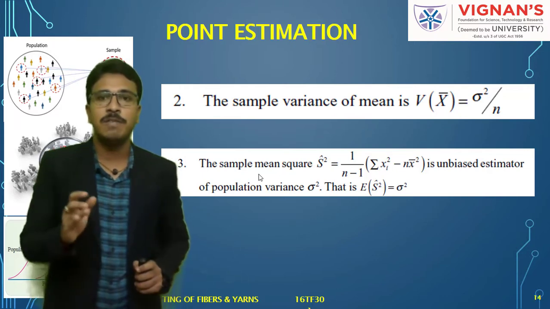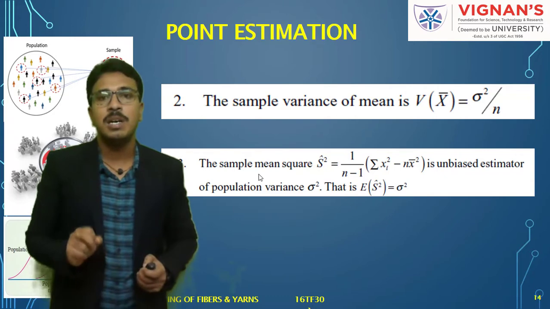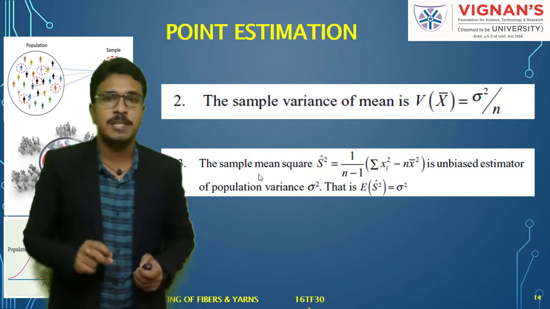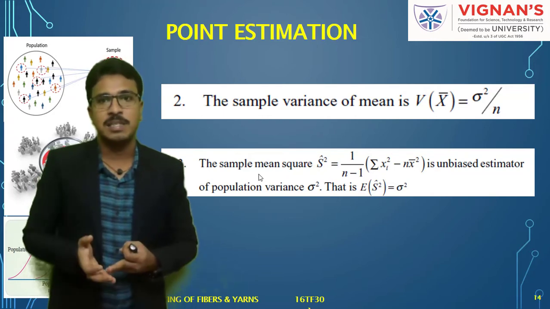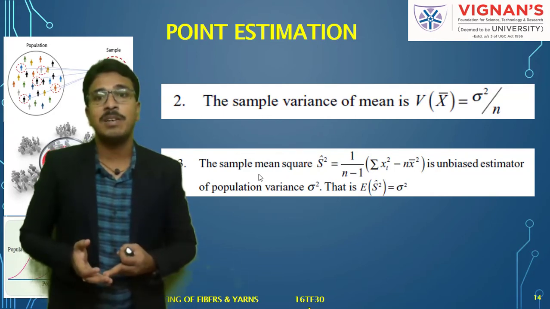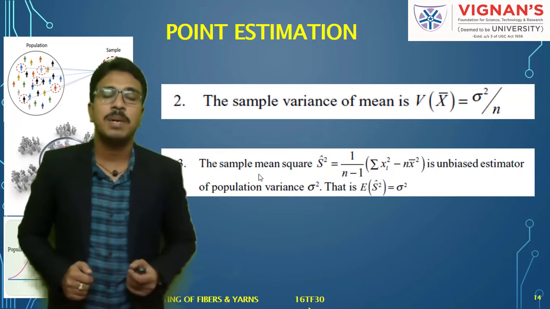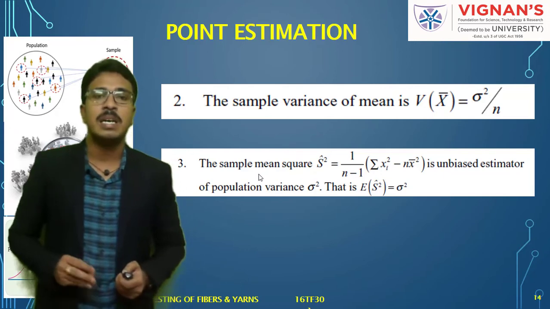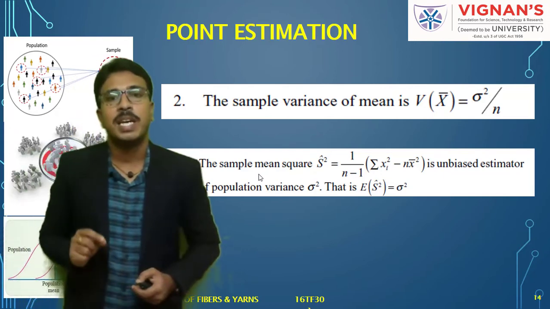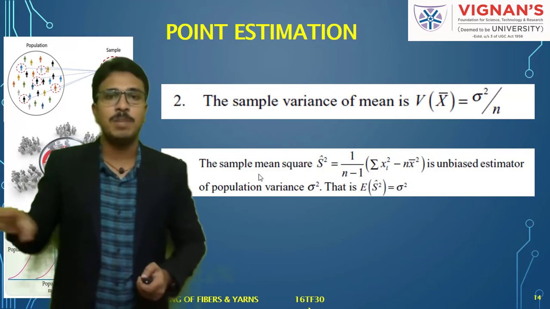That is, E of S square is equal to sigma square. This S square is nothing but the sample variance. So the expectation of the sample variance is equal to sigma square. By using these formulas in point estimation, we can find the mean and variance of the population.